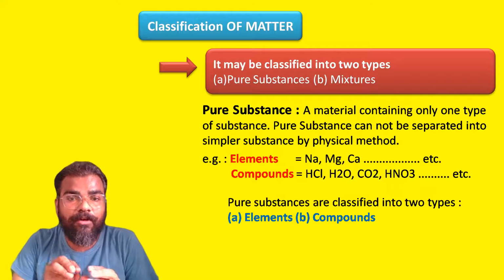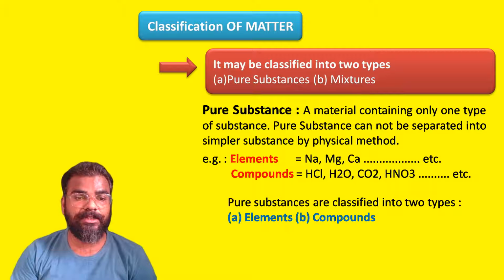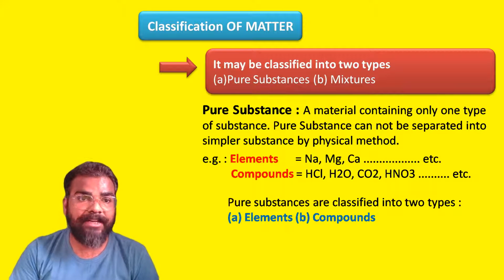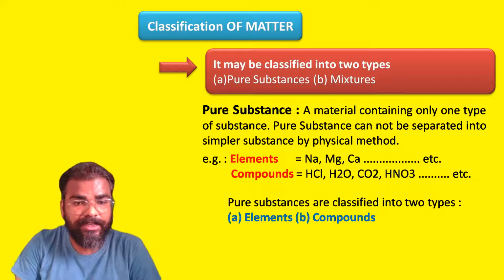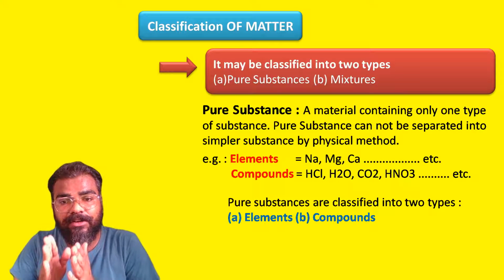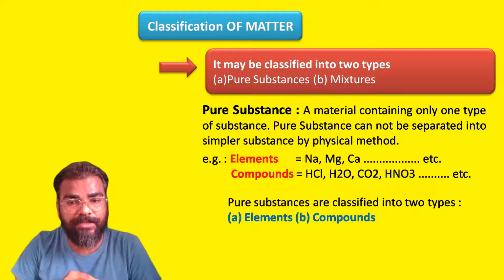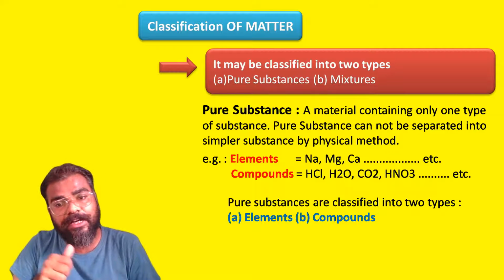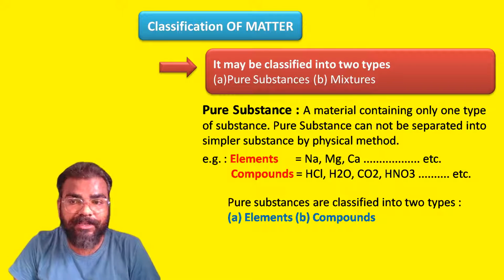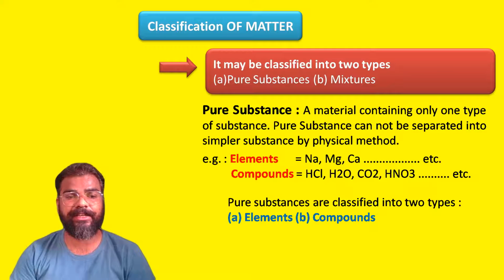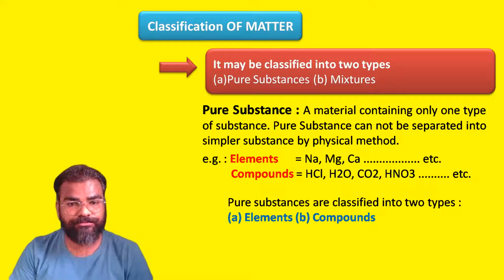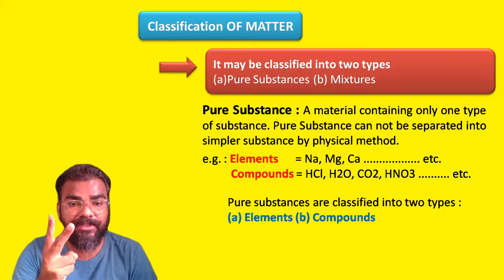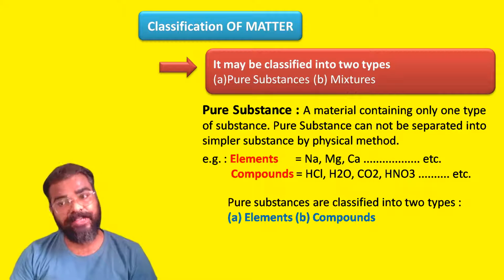Now let us see examples of it. The elements, that is sodium, magnesium and calcium, and even the other elements. Whereas in case of compounds, that is HCl, H2O, CO2 and HNO3, that is hydrochloric acid, water, carbon dioxide and nitric acid. Even sulfuric acid and other examples you can take. So these are a few examples of elements as well as compounds. Now pure substances are classified into two types. One is the element and the second is the compound.